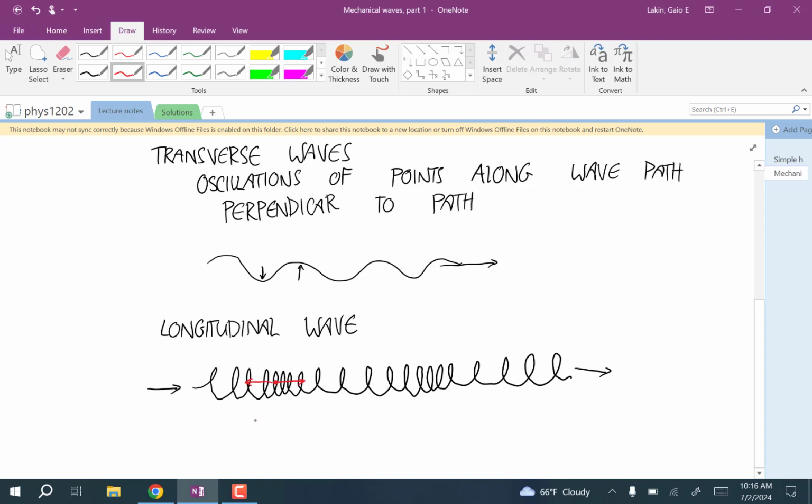And so the key difference between these two types of mechanical waves is whether the oscillations of points are parallel or perpendicular to the direction of the wave. I have a YouTube video queued up here that'll help you visualize this.